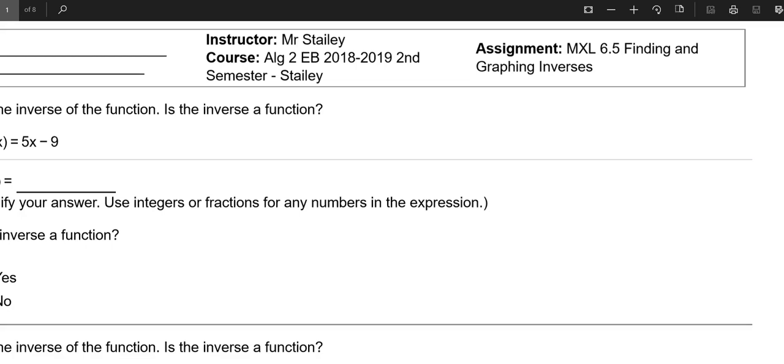Okay, we're doing the 2-5 notes. An inverse. Now we can think of inverses like what is the opposite of adding, subtracting? What is the opposite of multiplying, dividing?